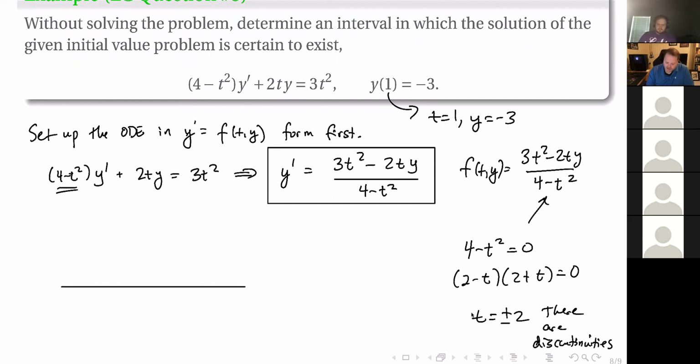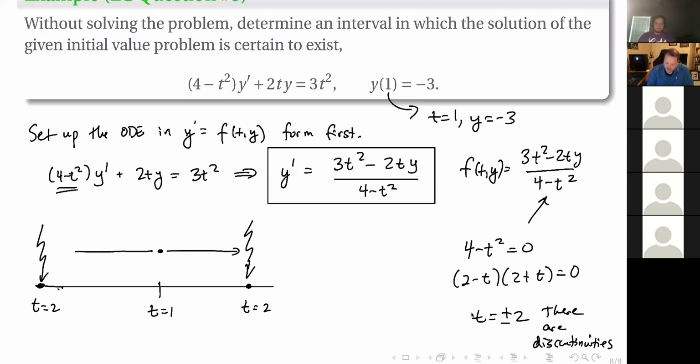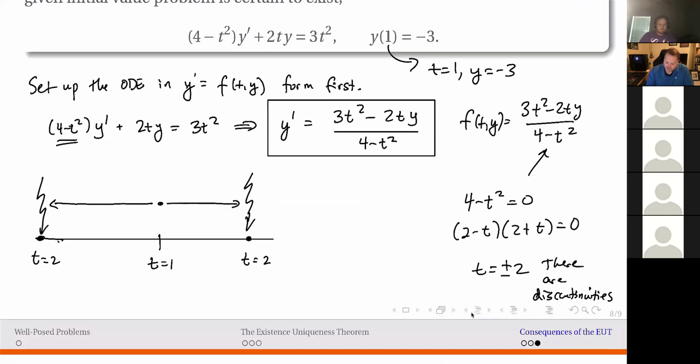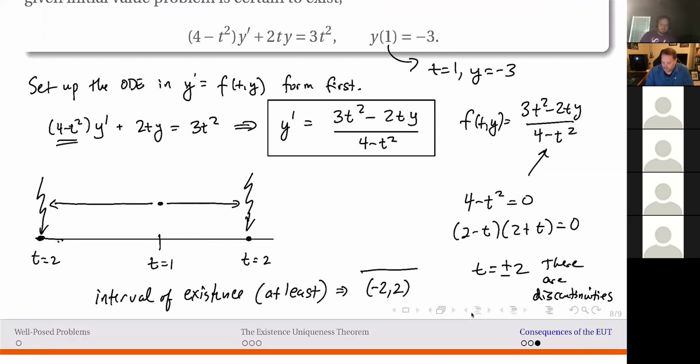So remember, it's kind of a timeline thing. I'm starting at t equal to 1. I can go up to t equal to 2 and over to t equal to -2 before I run into problems. So there are problems here. But I can start at t equal to 1 and I can extend up until a problem and I'm good. So the interval of existence, I'll say, is at least, it could be longer, but it's at least -2 to 2.